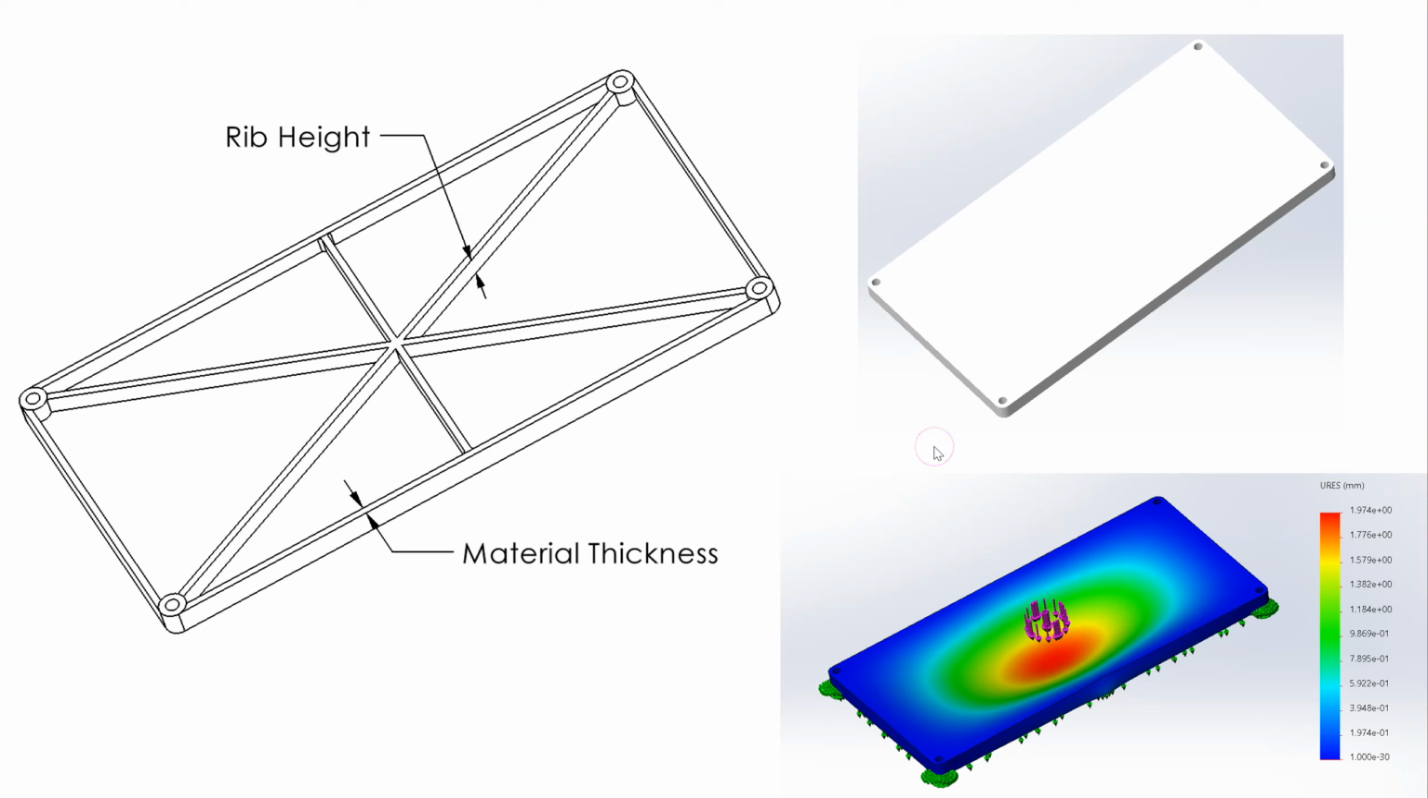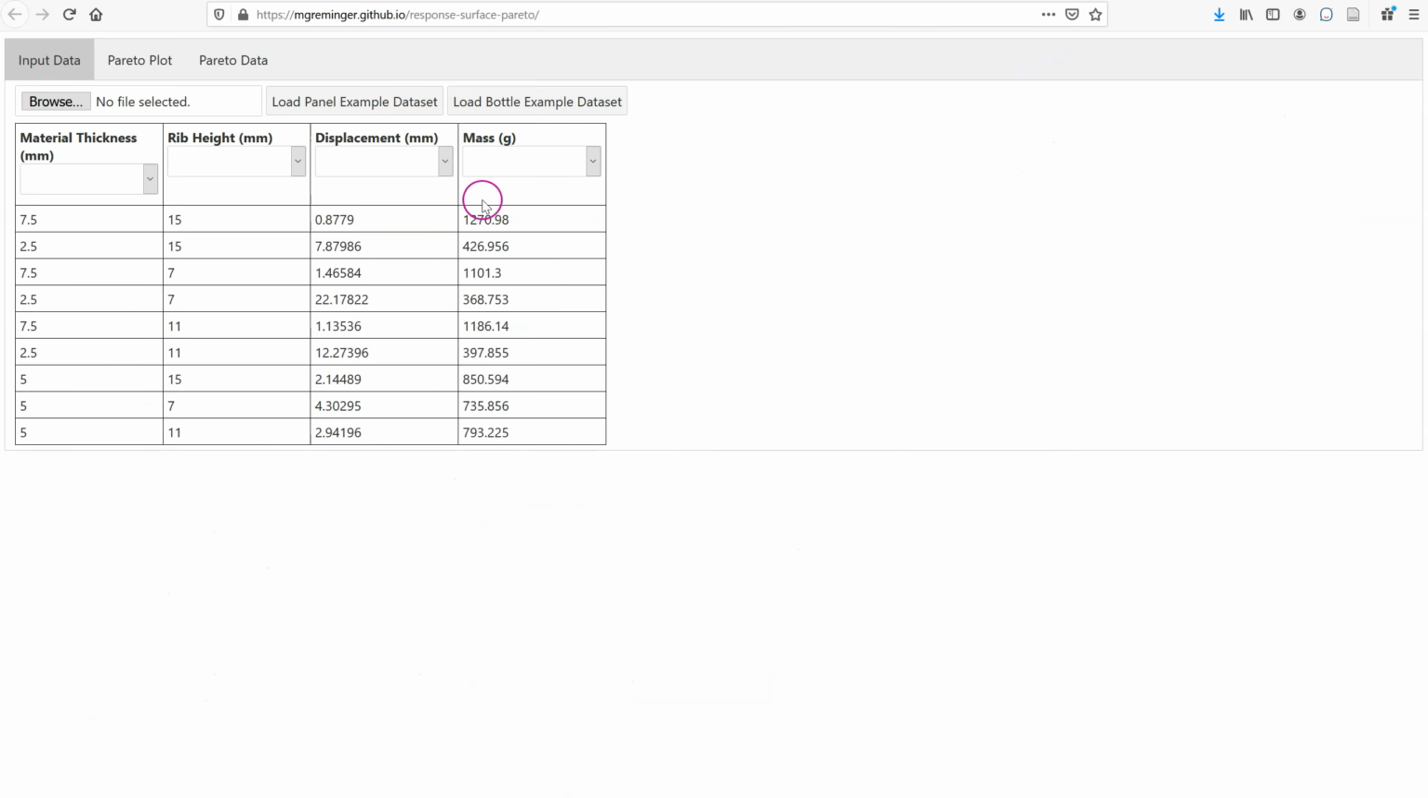This is a full factorial DOE that I'm doing here, and it was done using a design study in SOLIDWORKS, but it could be any simulation data or measurement data, like I said. But this is the example. So we want to optimize rib height and material thickness to generate that trade-off curve between mass and stiffness.